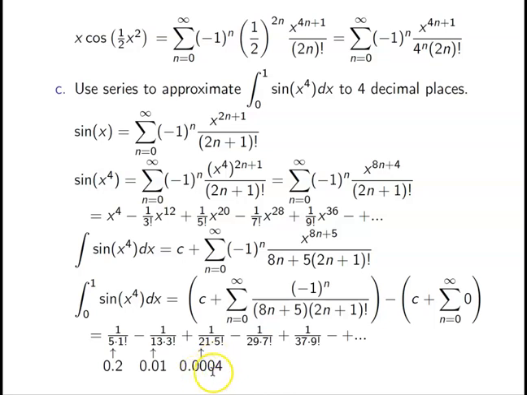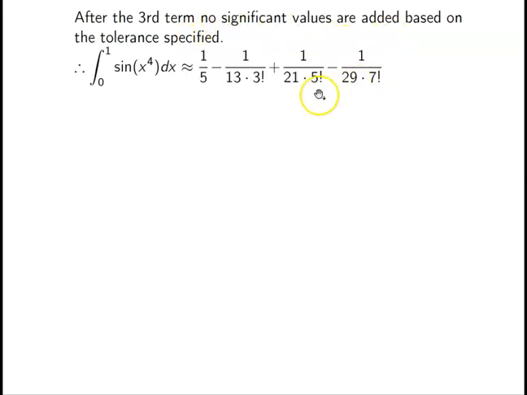So here I stabilize at 3. Okay. The next value of this term is 1, 2, 3, 4, 5 zeros, and then 7. So it's stable to 5 places. So if I add up these first 4 terms, nothing else after that can affect the first 4 decimal places, right? So I need to add up more than this because this is 004. If this was 001, then I could stop here, right? But it's not accurate enough, so I need to include this 4th term, right? So after the 3rd term, no significant values are added based on the tolerance I'm specifying.